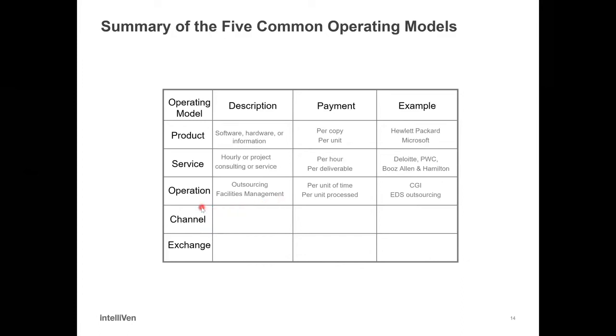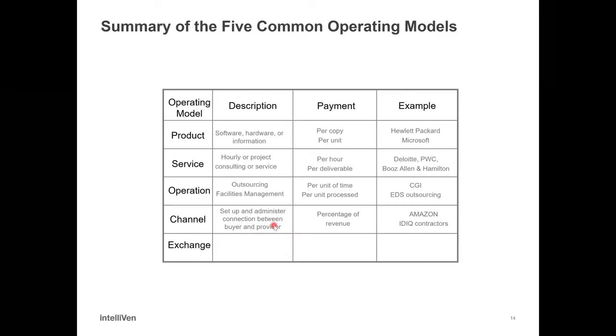An operation is an organization that runs something for you, like an outsourcing organization or facilities management. You pay people to come in and take over your computer center, for example, or you use their computer center. And there you would pay per unit of resource consumed or per unit of time that they spend doing it. CGI is a good example of a company that specializes in operating systems for others, as is EDS's outsourcing business.